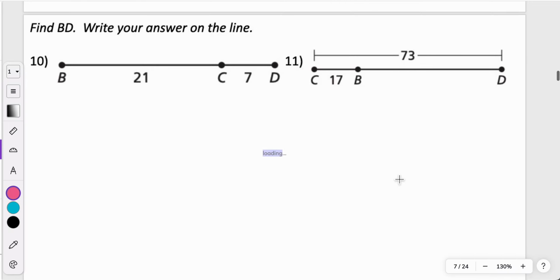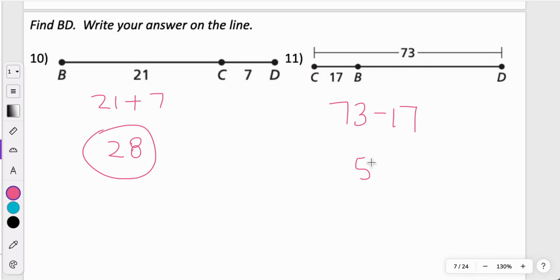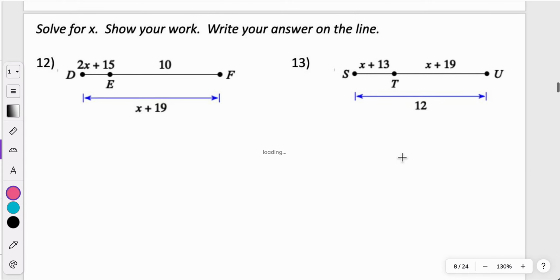For number 10 and 11, we're finding the length of BD. So for number 10, we're adding 21 plus 7, and we're going to get 28. And then for number 11, we are subtracting and finding the difference between 73 and 17 to get 56. The next few we're solving for x.